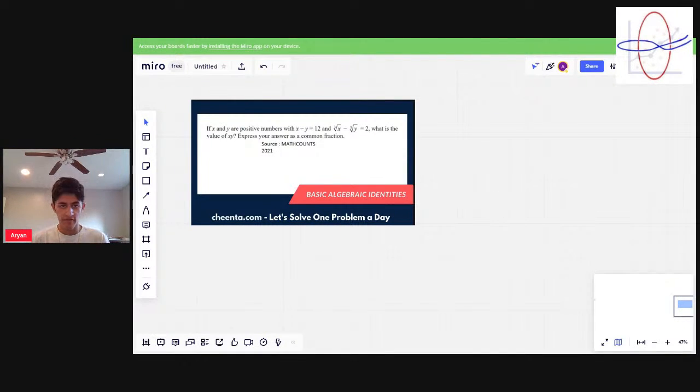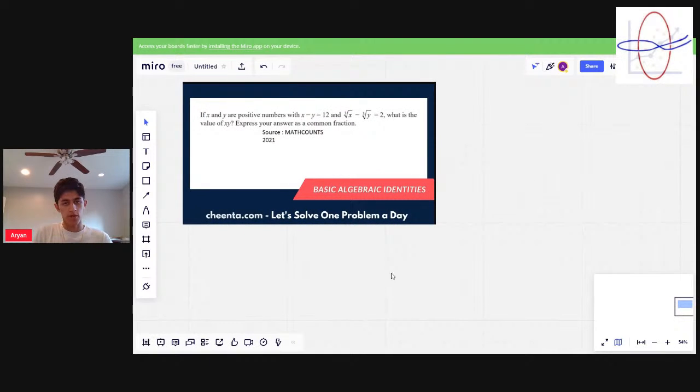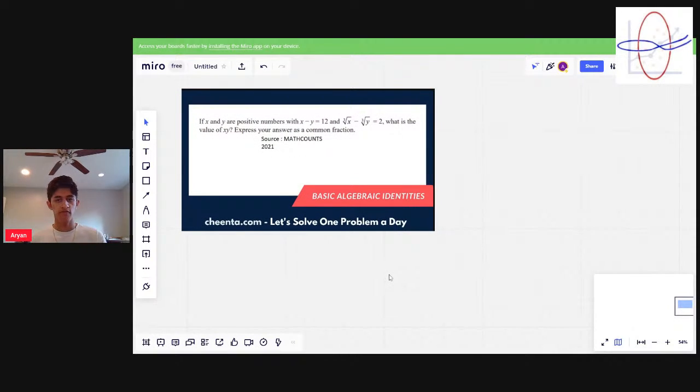Today we're going to be going over the following problem that tests our knowledge of basic algebraic identities. So let's start with a quick read. If x and y are positive numbers, where x minus y is 12, and the cube root of x minus the cube root of y is 2, find xy.